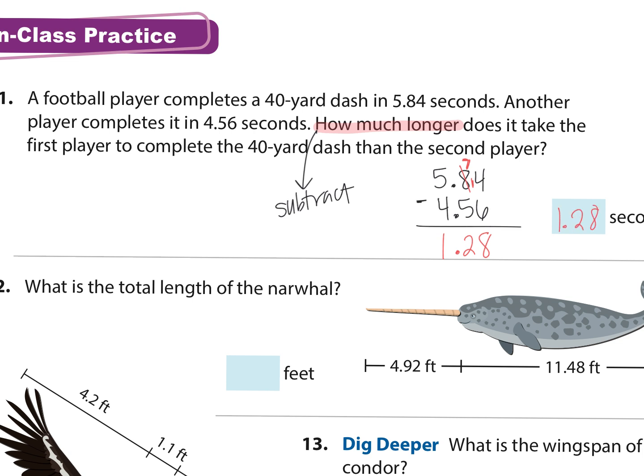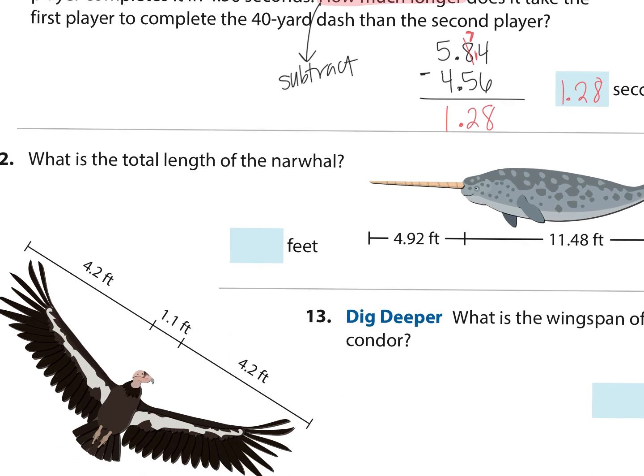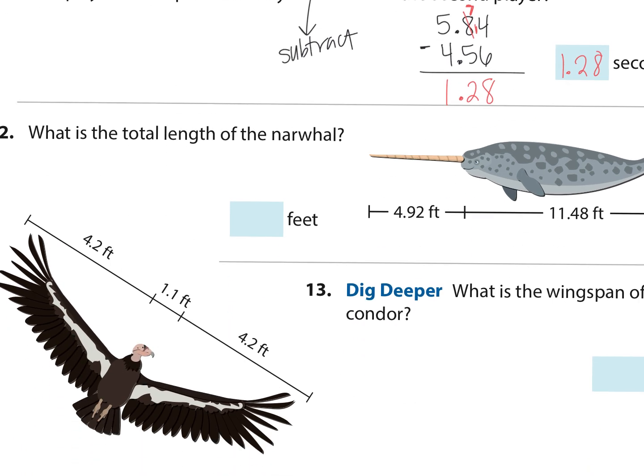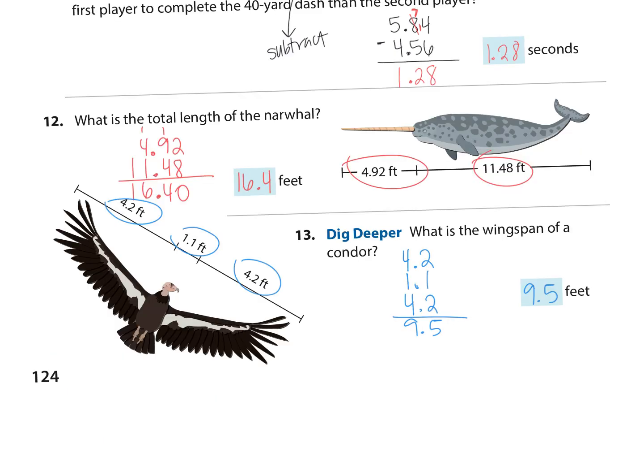Okay, I want you in your table to solve number 12. You're looking for the total length. What does total mean? Adding. So you're going to be adding that one. And then I want you to solve 13 as well. So looking at 12 and 13, then we'll check.